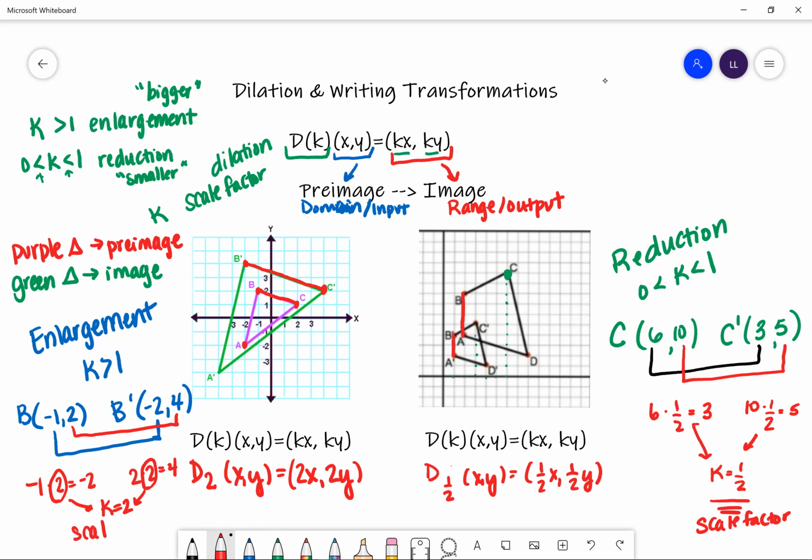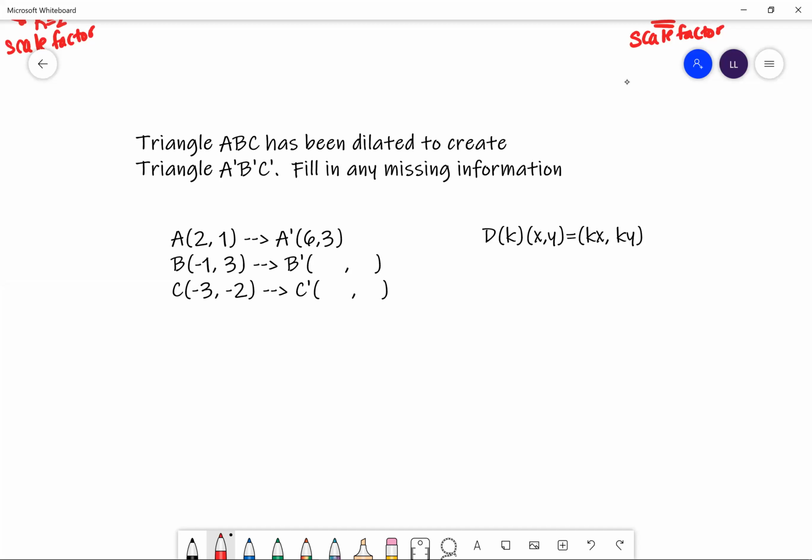Now let's look at one more example to make sure we got it. I'm going to pause right here so you can write some things down. All right, so here we go. We have triangle ABC, which has been dilated to create triangle A prime, B prime, C prime. Fill in any missing information. In this case, we've only been given the coordinates, and from the coordinates, we have to tell what happened and what the function rule is.